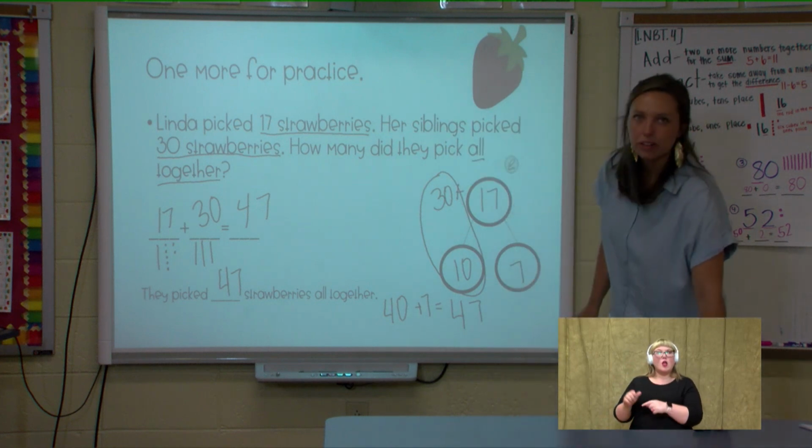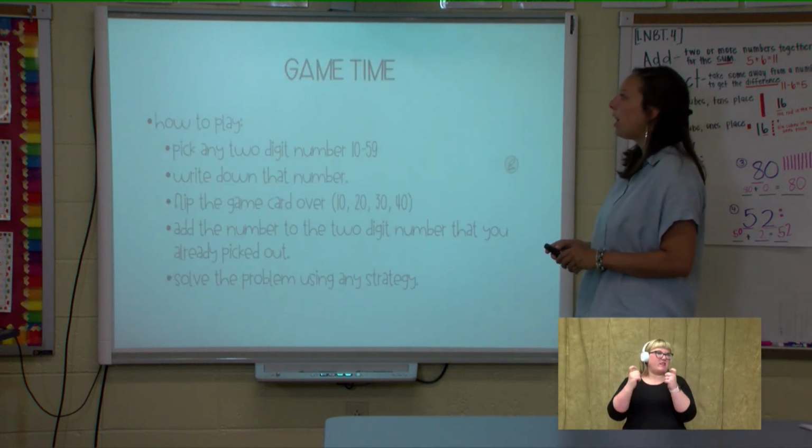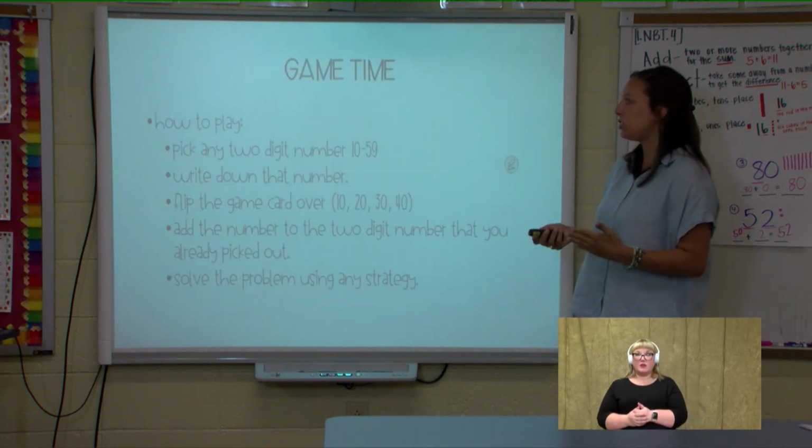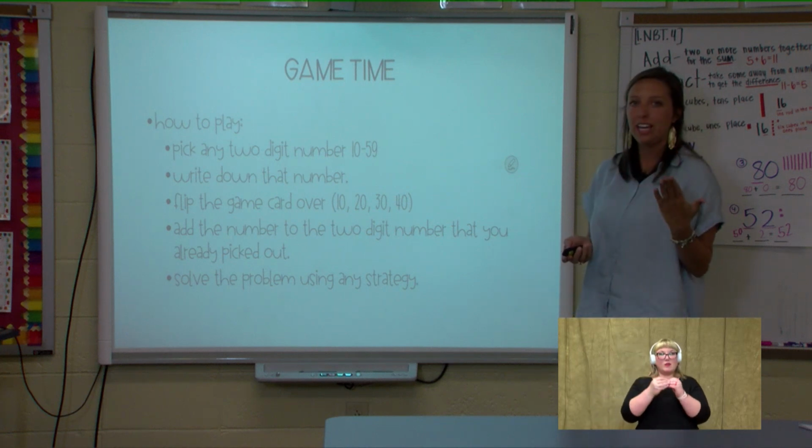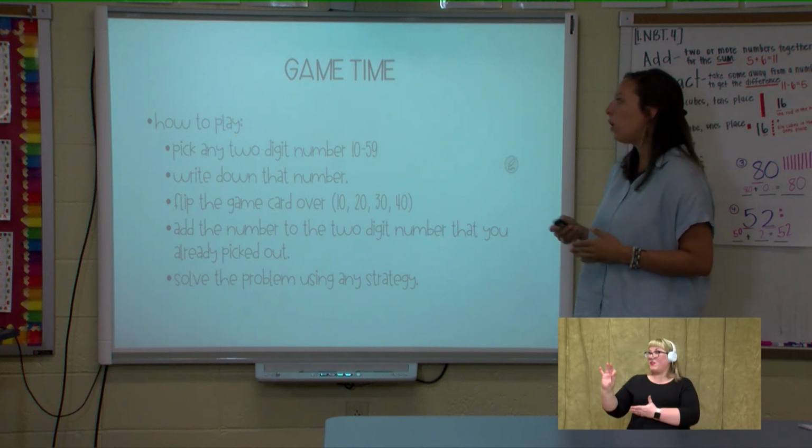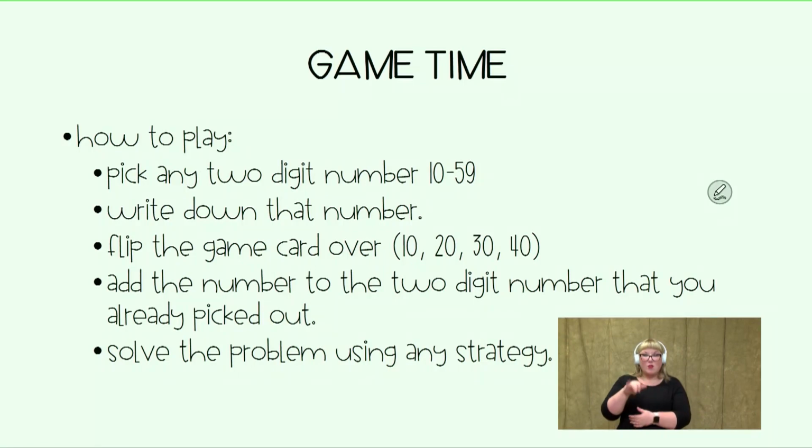Let's play a quick little game. How to play. Pick any 2-digit numbers between 10 and 59. Write down your number. Flip the game card over. I have 10, 20, 30, and 40. You can do this at home. Add the number to the 2-digit number that you picked and solve by using any strategy.